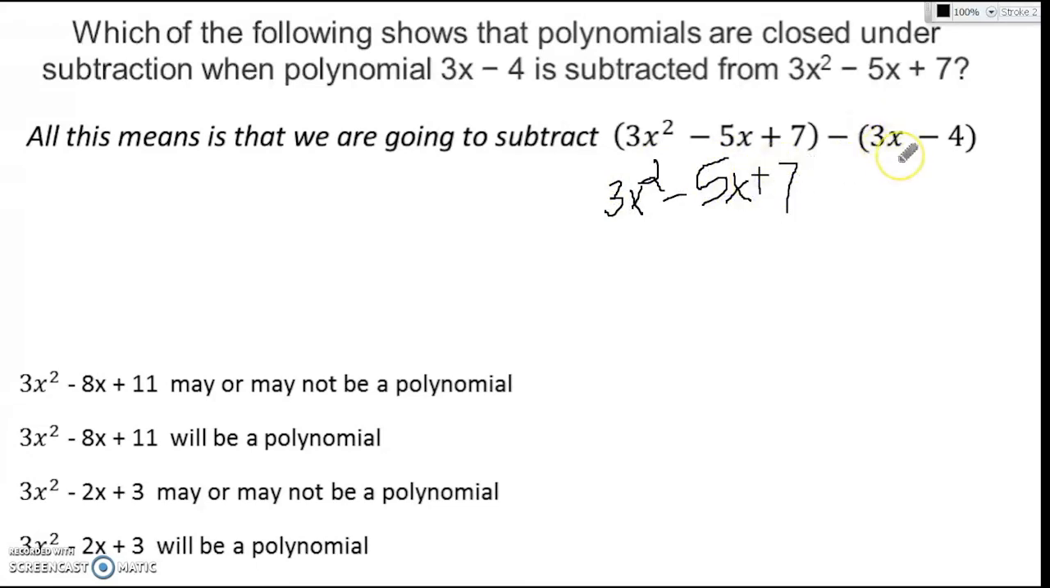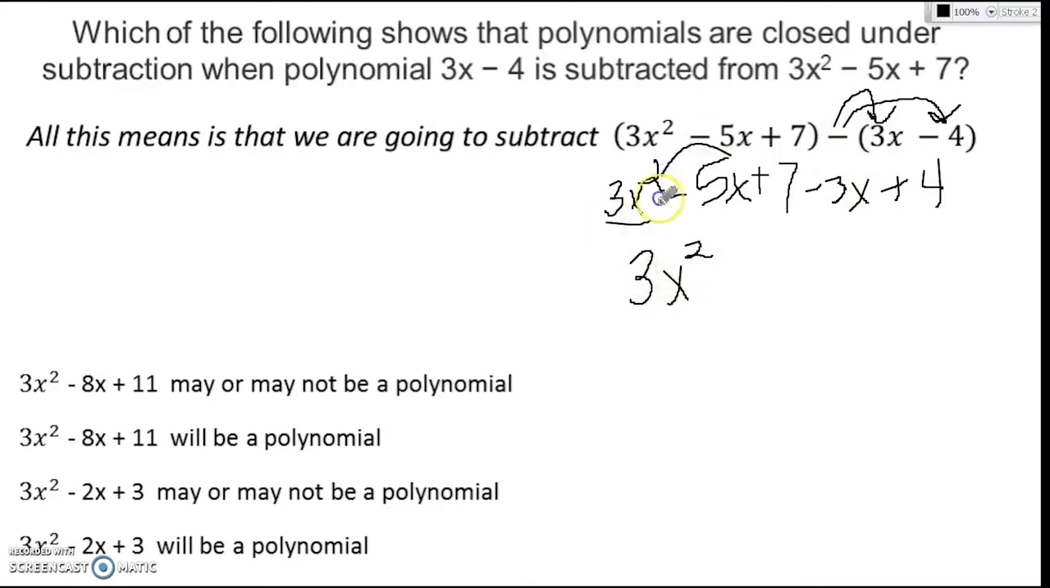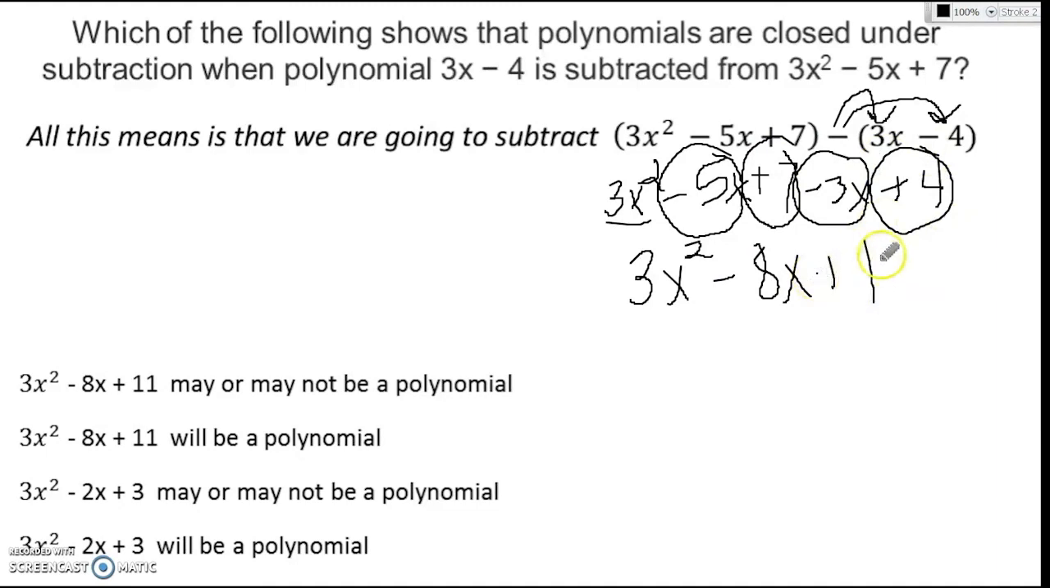and now we're going to apply that negative here, right? So negative 3x plus 4. We combine like terms. We have 3x squared. There's no other x squareds. Negative 5x and negative 3x. Positive 7 and positive 4. So we have our answer.